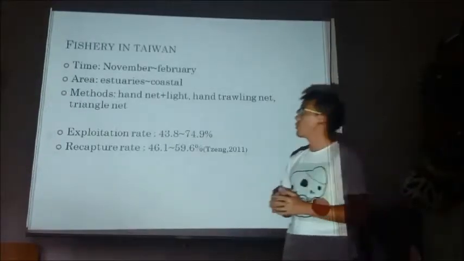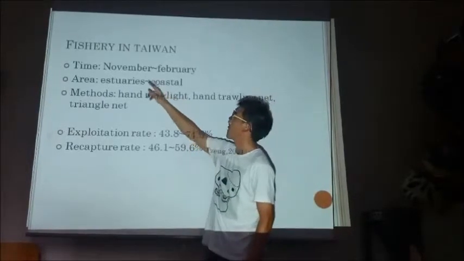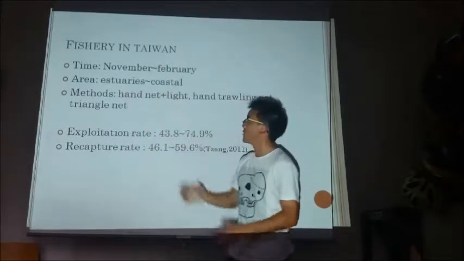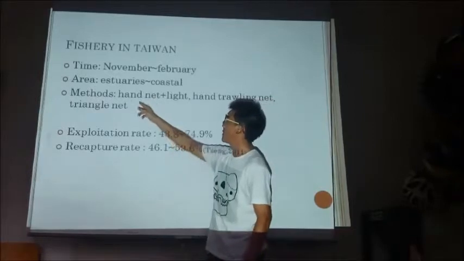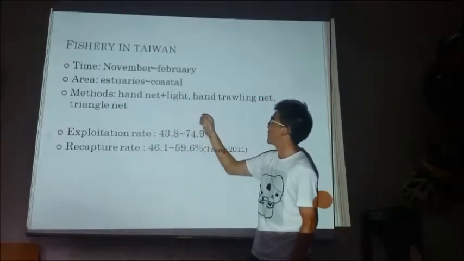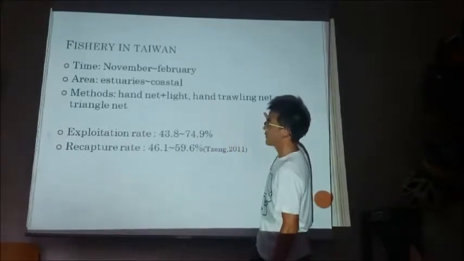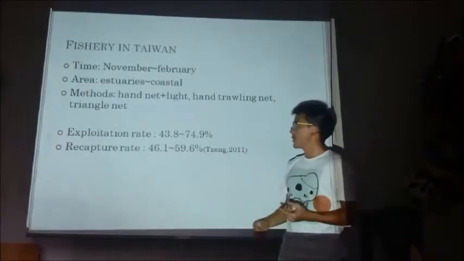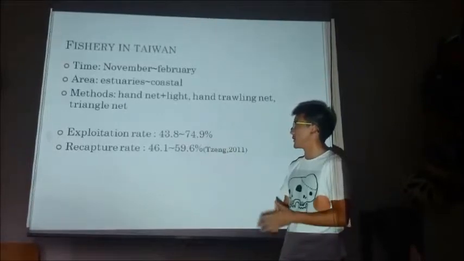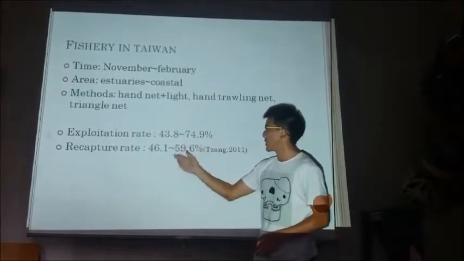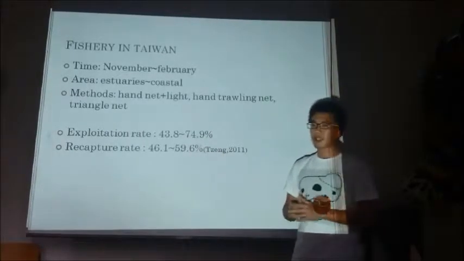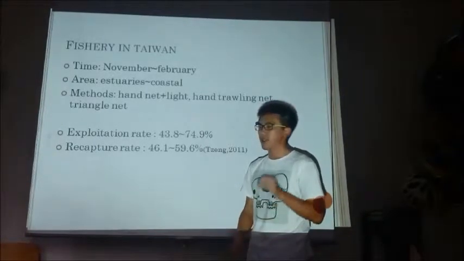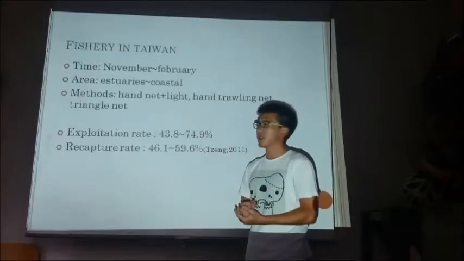And the fishery in Taiwan, first, we fish them from November to February, with a peak in December and January. And we fish them in estuaries to coastal lands. The fishing methods are a hand net plus light in the estuary, a little further out a hand trawling net, and further out a triangle net trawled by boats. We found in the research that the exploitation rate is from 40 to 80%, and the recapture rate is 46 to 60%. That means over half of the Japanese eels released into the ocean were recaptured in the same season. That turns out the population in the ocean is really small.